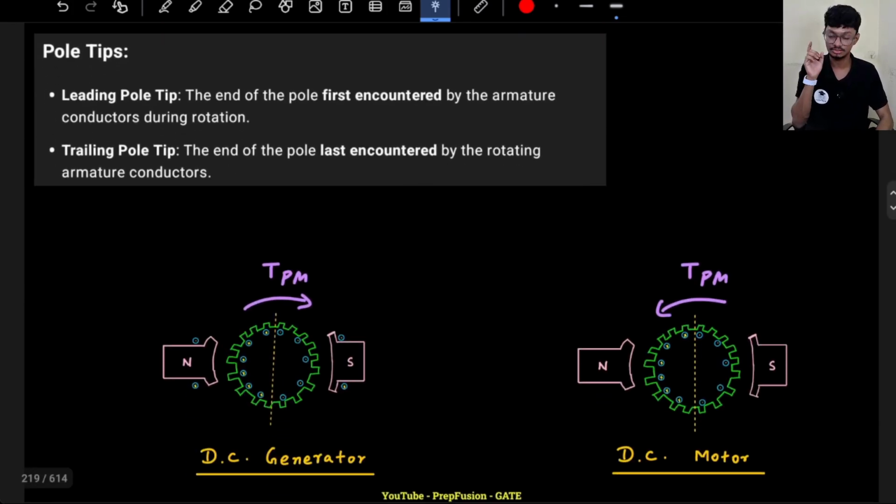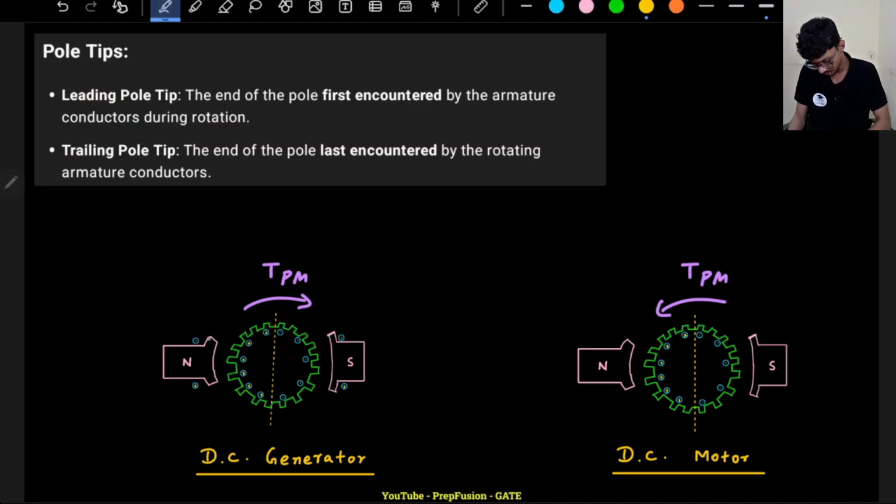Before that, let me discuss one more term, that is leading pole tip and trailing pole tip. The leading pole tip is the end of the pole tip first encountered by the armature during rotation. So if this armature is rotating in the clockwise direction, I will encounter these pole tips, meaning these edges, right? These are the tips.